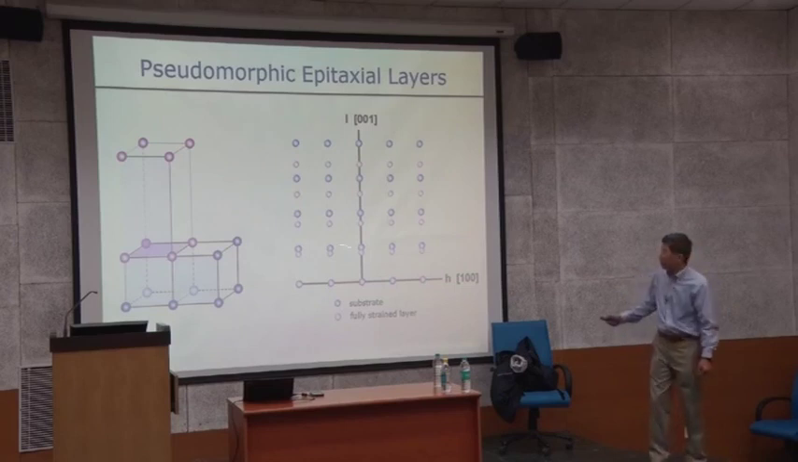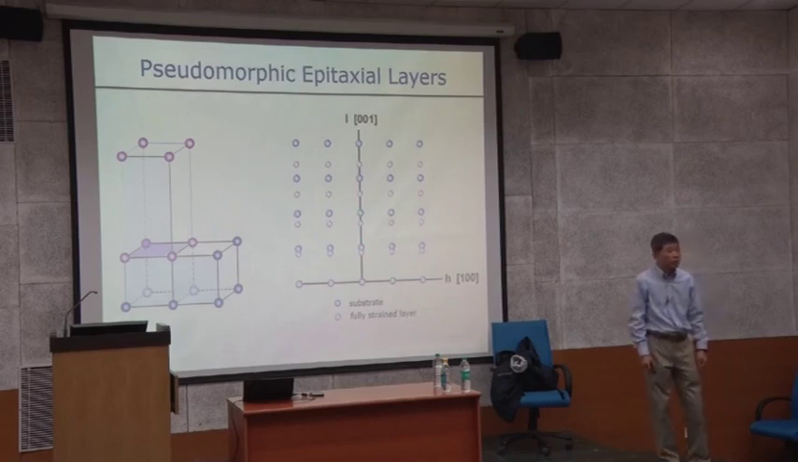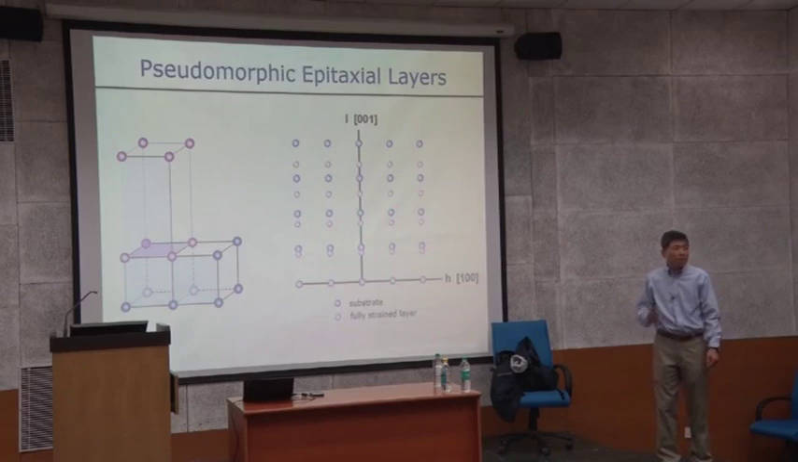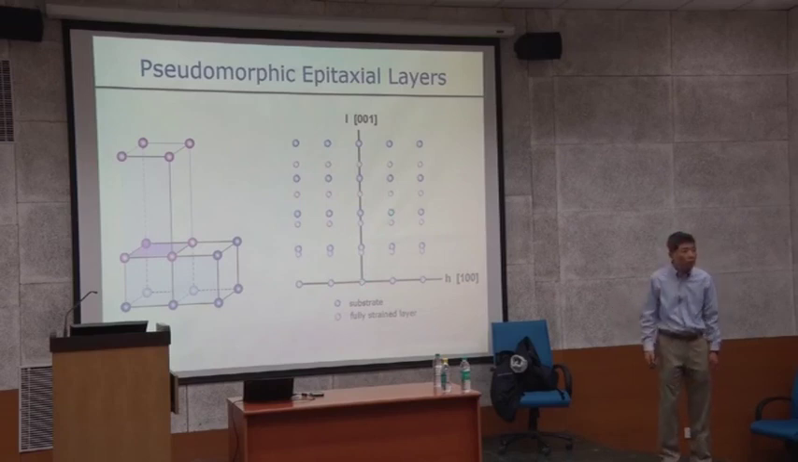And then this one goes in both H and L, so 1, 1, 0, 2, 2, 0. This one is 1, 0, 2, because H equals 1 and L is 2. So this is the 1, 0, 2 plane of the substrate, and this arrow is the perpendicular direction of the 1, 0, 2 plane.